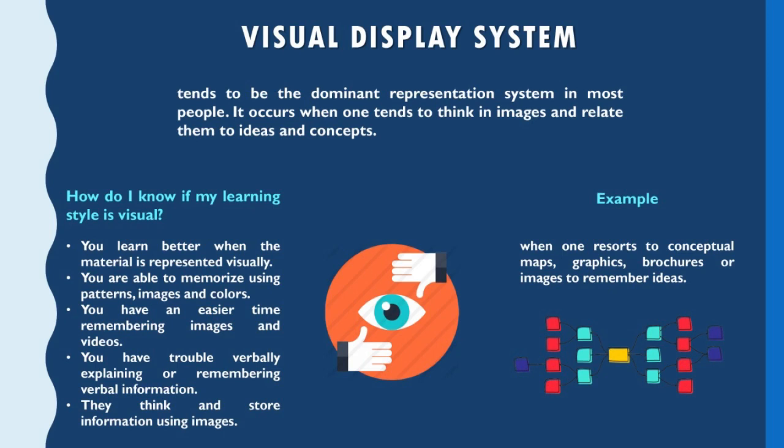How do I know if my learning style is visual? You learn better when the material is represented visually. You're able to memorize using patterns, images, and colors. You have an easier time remembering images and videos. For example, when one resorts to conceptual maps, graphics, or images to remember ideas.